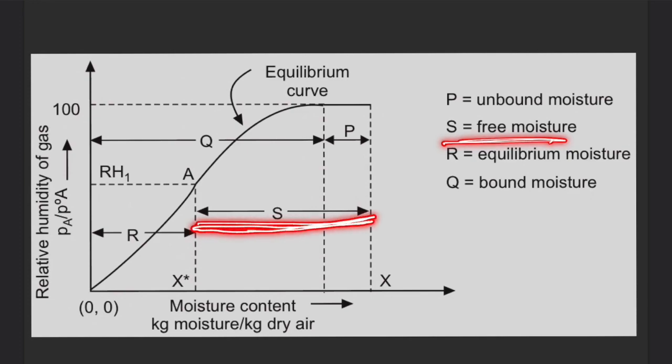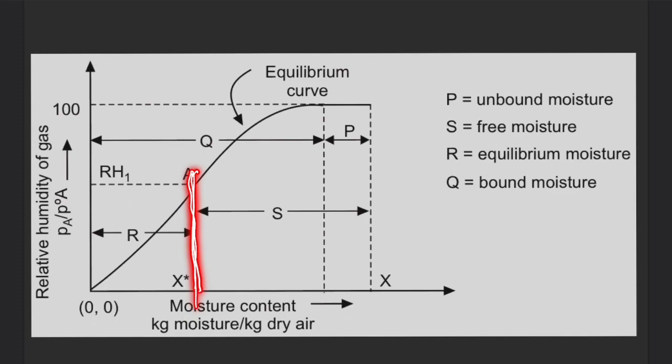We can only remove the free moisture content. Beyond that, beyond this line, we cannot go further. We can remove a maximum of this much moisture content, because when we start drying, this curve will go like this and it will end at point A. We cannot remove this moisture.